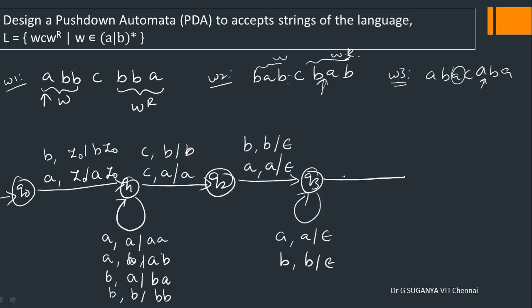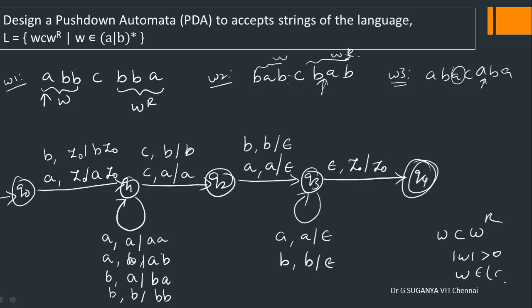Finally, when epsilon is on the input symbol and Z naught is on the top of the stack, we enter into a final state. That's it, very easy. This automata will accept strings of the format W C W power R, where length of W is greater than 0 and W is an element of (A or B) the whole star. Not actually star, it should be plus.